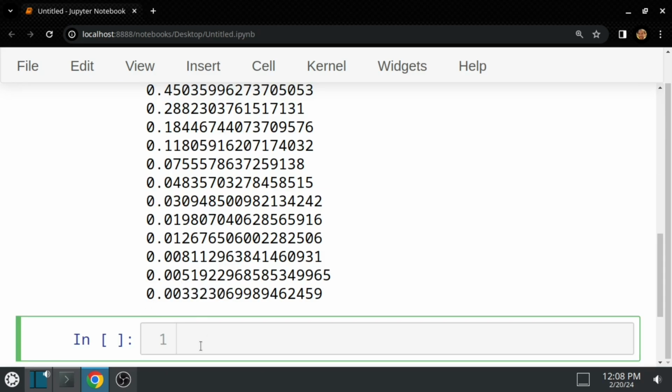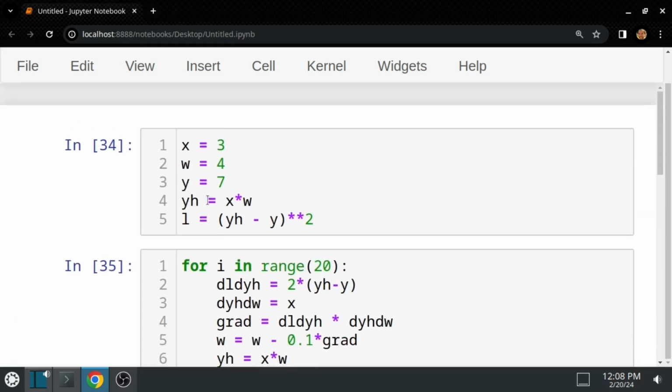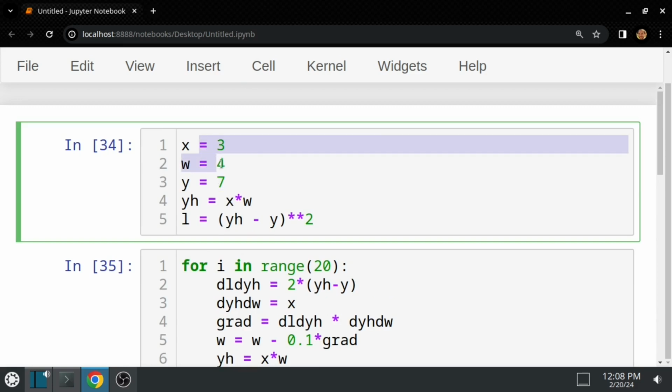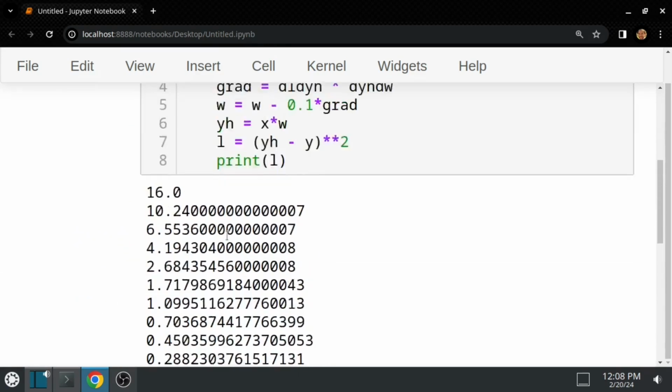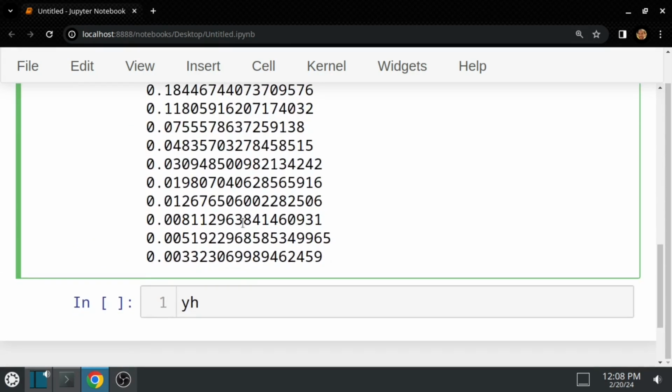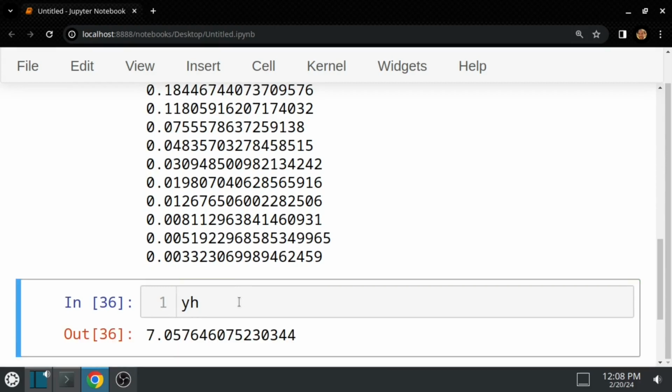Now if we run y hat, remember we wanted the prediction to be 7. X times w to be close to 7. But before it was 3 times 4, which is 12. But we adjusted w so it would predict closer to 7. Now, since the loss is lower because of the training, we run it and it's really close to 7: 7.05.